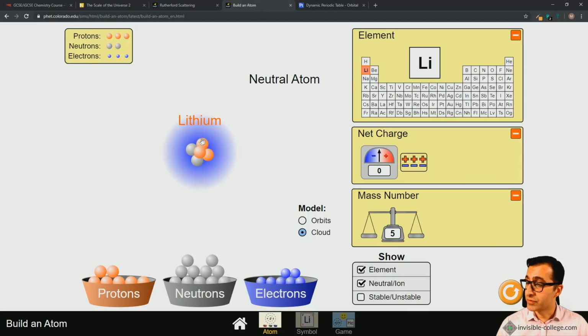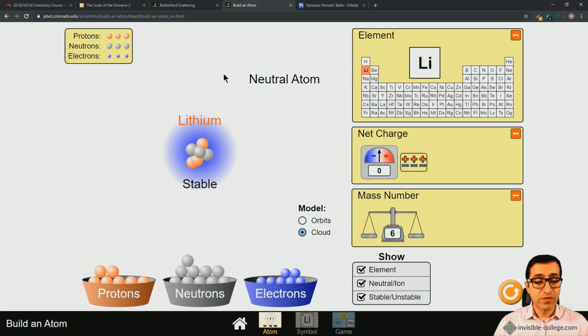Now, this is actually quite a useful simulation for you to play with because it gives you more practice calculating the relative numbers of protons, neutrons, the net charge, and so on. You can even see whether or not these are stable or unstable. So this isotope of lithium is unstable, but if we add another neutron, it becomes a stable isotope. Now, stability and instability gets into the idea of nuclear radiation and radioactivity and decay and things like that.